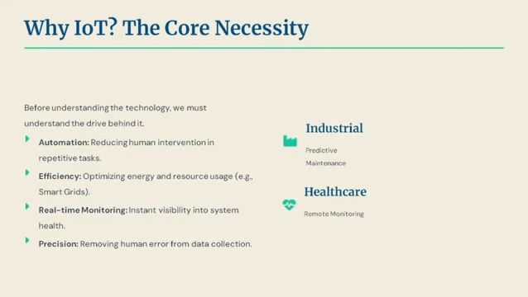So, why IoT? Before we define the technology, we must understand the core necessity driving it. We need IoT to solve specific problems. First, automation. We need to reduce human interventions in repetitive tasks. Second, efficiency. We need to optimize resources like energy in smart grids. Third, real-time monitoring. We need instant visibility into system health, whether that's a factory floor or a human heart. And finally, precision. We need to remove human error from data collection.